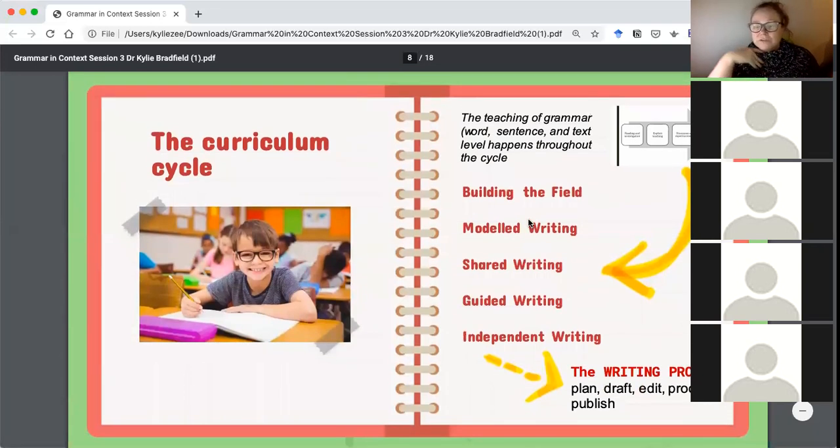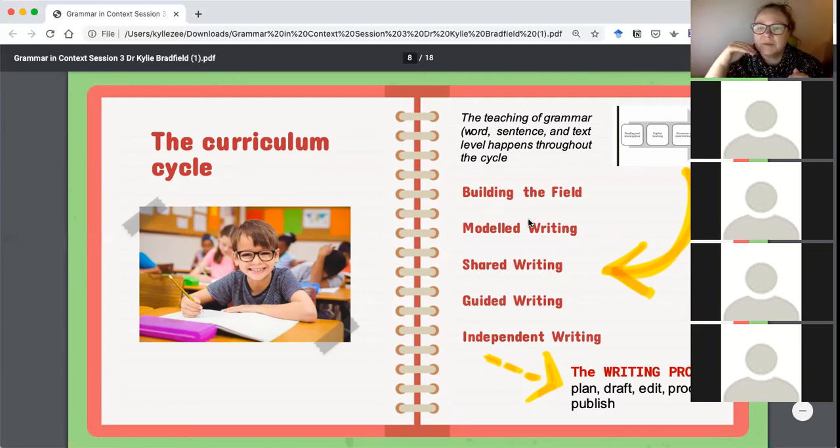You might have also heard about it being the writing cycle. Again, nobody owns this stuff. It's about frameworking and scaffolding learning. So you don't need to go anywhere to buy a program. Generally, it follows these 5 steps.